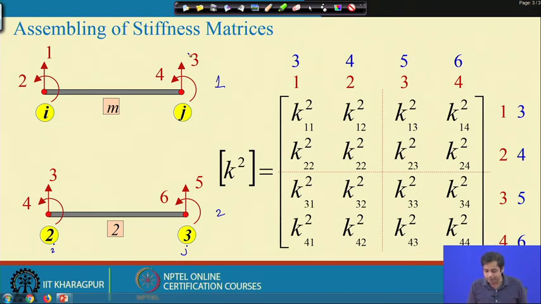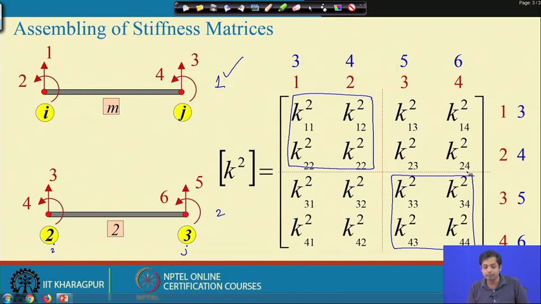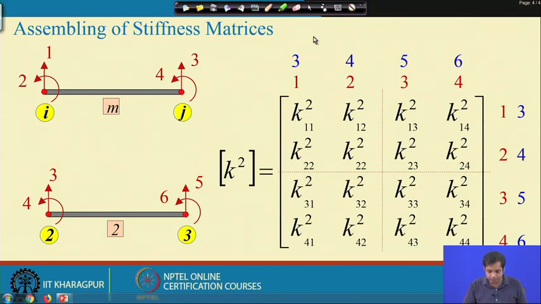Just to make it simple, the red numbering is with respect to figure number 1, and in the global sense, when we actually assemble them, these will correspond to degrees of freedom 3, 4. Similarly, these will correspond to degrees of freedom 5, 6. Now, once we have these stiffness matrices for both the members, next is to assemble them.